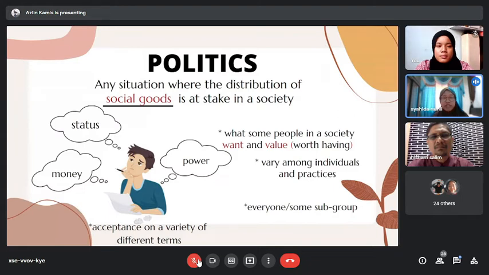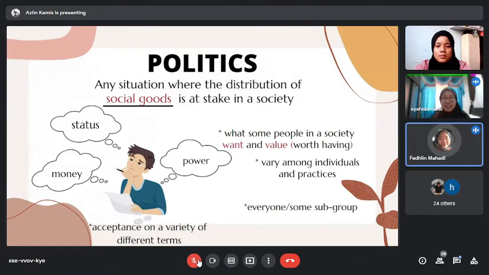That's why I said that the acceptance on a variety of different terms is not just about material things like power, money, and so on, but also about being accepted in different terms. I hope that I answer your question. Oh, it's like what the society wants, what they value. Oh, okay.